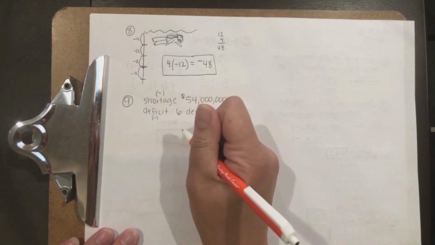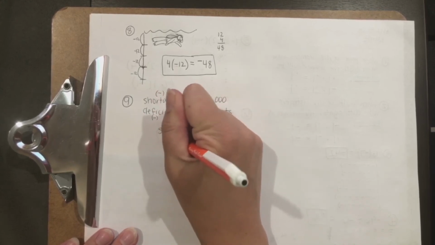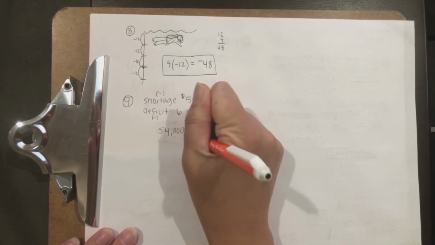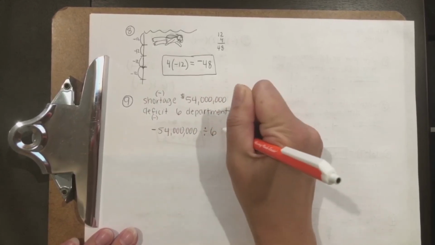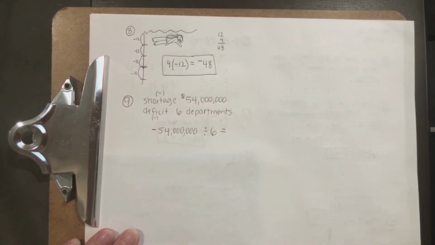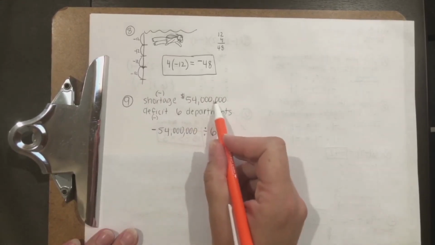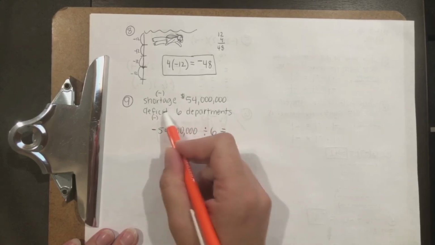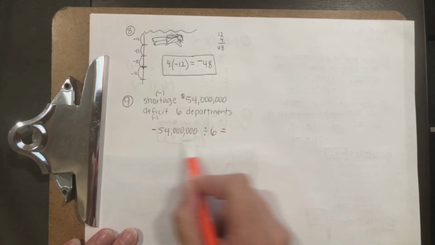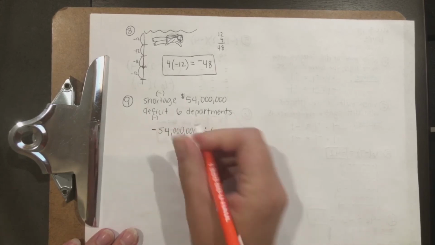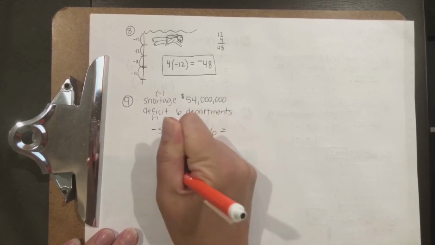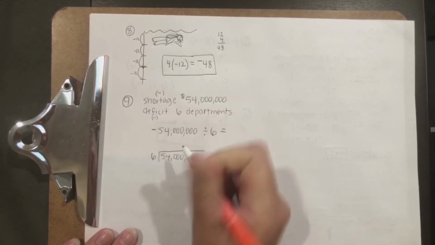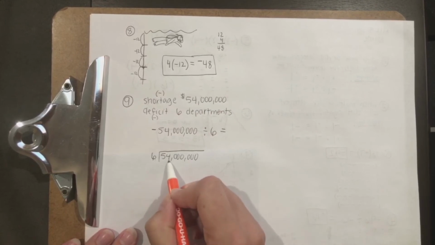All right, so 54 million is negative, and we're going to divide that by 6 and see what that equals. Because we're taking 54 million that we're short, so we're negative. We're going to divide it by 6 departments. So 54 million divided by 6. 6 doesn't go into 5, but 6 does go into 54. Do you know what that is off the top of your head?